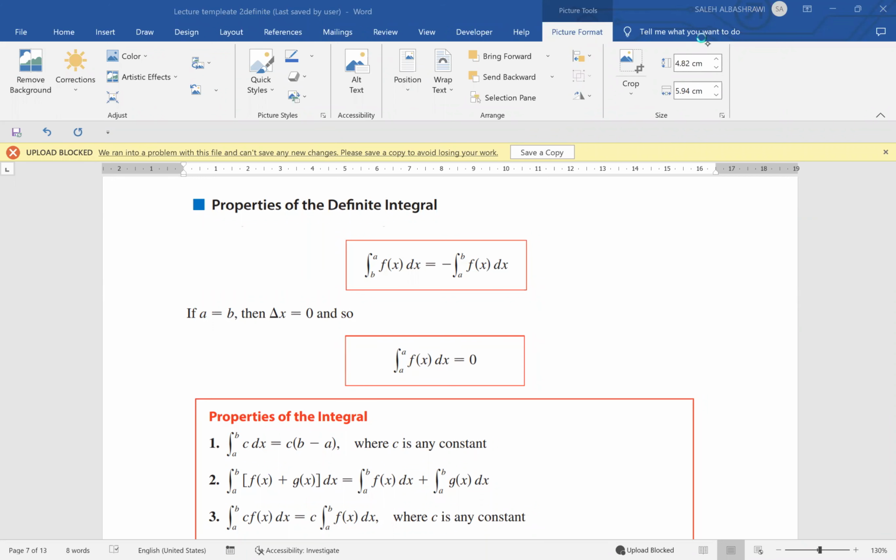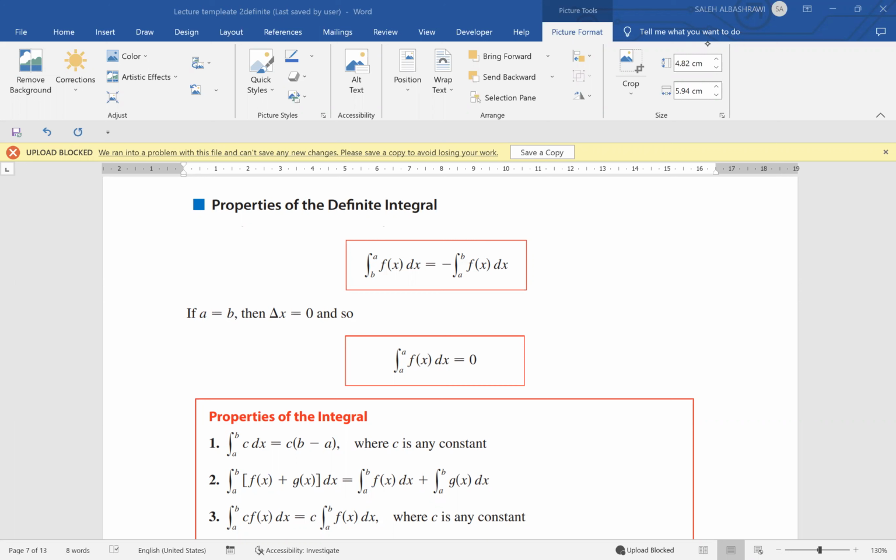In this lecture, we are going to speak about the properties of the definite integral. As we defined before, the definite integral is equal to the limit of the Riemann sum as n goes to infinity, where the given function is continuous over the closed interval a and b.